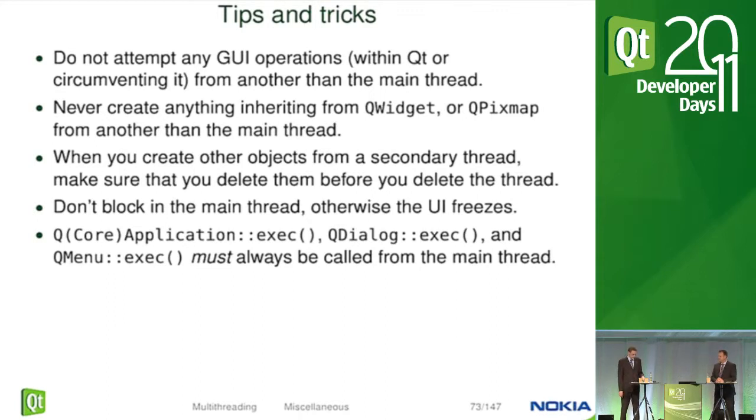Fair enough. A few final tips and tricks here. The first one: do not attempt any GUI operation within Qt, or circumventing Qt, from another thread than the main thread. So on a secondary thread, don't do anything that goes to the GUI. Why is that? Well, because the GUI could be your X server, and your X server is anything but thread safe. So that will most likely crash, and Qt is full of asserts that will terminate the application if you actually try that.